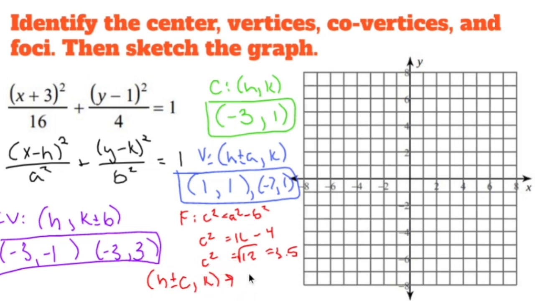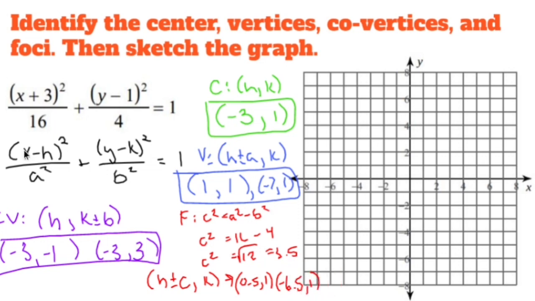So that's going to become negative 3 plus 3.5-ish, which is going to be 0.5-ish. K is 1. And then my other focus is going to be, what was it? Was it negative 3 minus 3.5, which was negative 6.5-ish, 1.